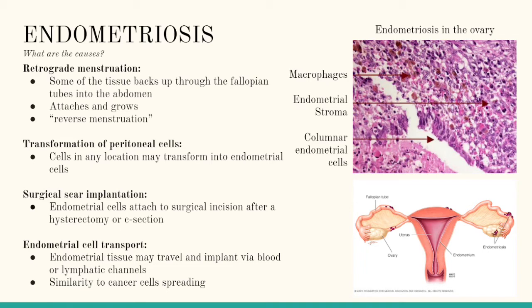Retrograde menstruation, which is where tissue backs up through the fallopian tubes into the abdomen, a sort of reverse menstruation where it attaches and grows. Then there is transformation of peritoneal cells. Cells in any location may transform into endometrial cells. There is also surgical scar implantation, where endometrial cells attach to surgical incisions after a hysterectomy or C-section.